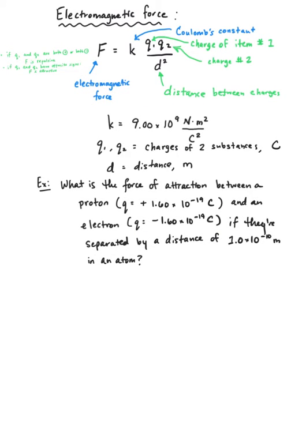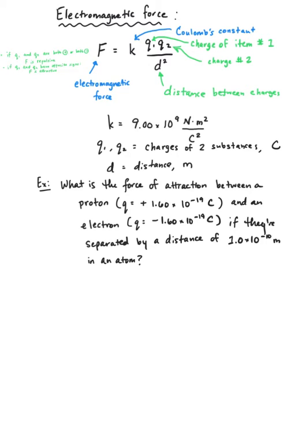So let's look at an example of how to use this equation. We're going to calculate the force of attraction between a proton, which has a charge, Q, of positive 1.6 times 10 to the minus 19 coulombs, and an electron, which has an oppositely signed but equal magnitude charge of negative 1.6 times 10 to the minus 19 coulombs, that are separated by a distance of 1 times 10 to the negative 10 meters in an atom.